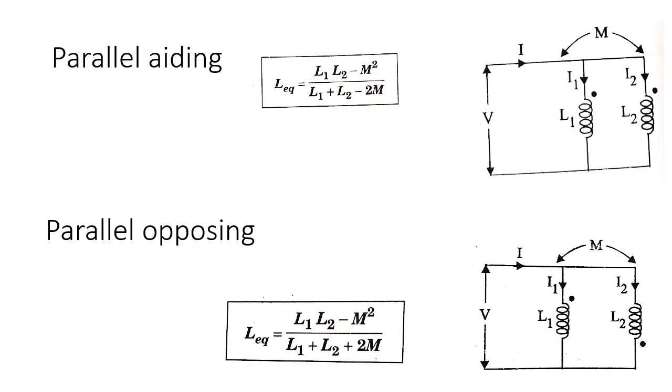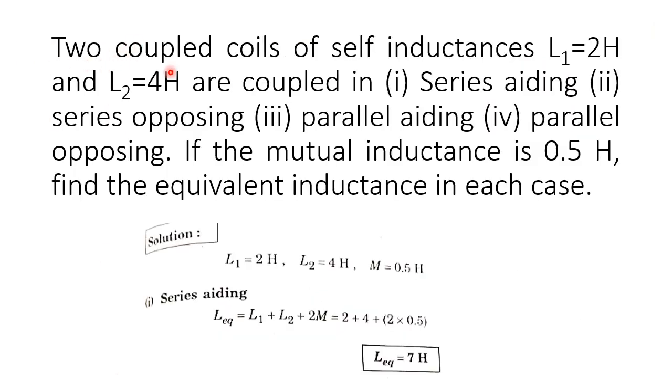Let's solve the tutorial problem. Two coupled coils of self-inductance L1 equals 2 Henry, L2 equals 4 Henry are coupled in series aiding, series opposing, and parallel opposing. If the mutual inductance is 0.5 Henry, find the equivalent inductance in each case. So here the given data are L1 equals 2H, L2 equals 4H, M equals 0.5H, and they have asked to find the equivalent inductance of series aiding, series opposing, parallel opposing.